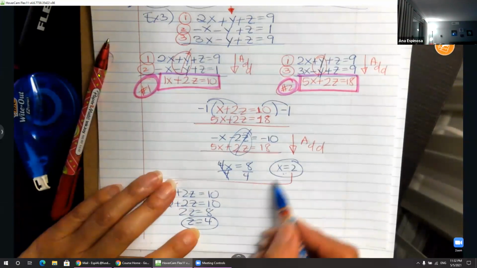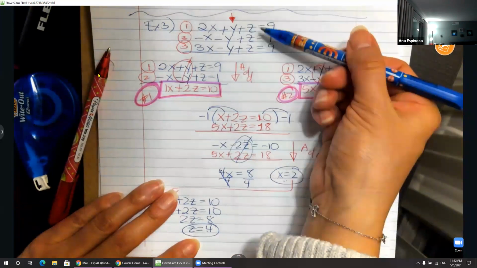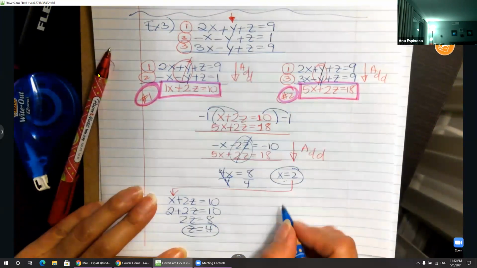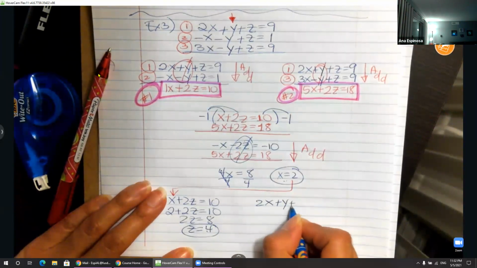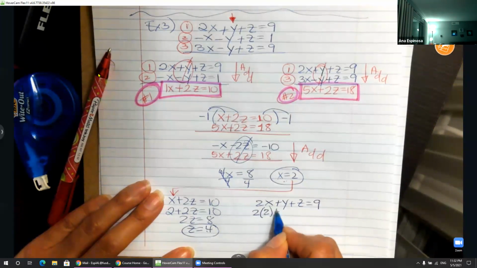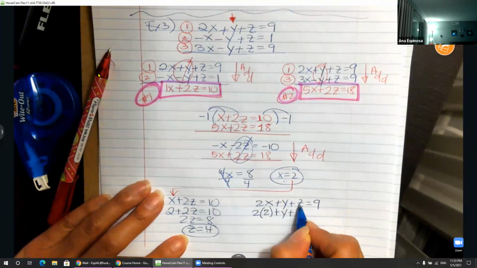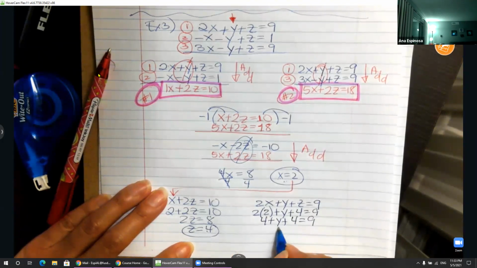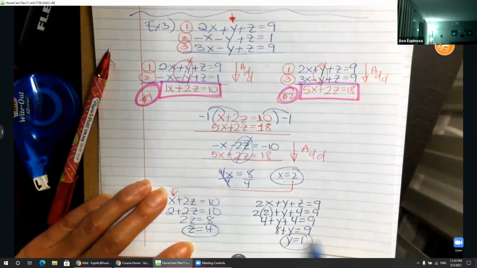And now that I've got 2 variables, I can go back to either of the original equations that have 3 variables, which is where the y is found, and then solve. I'm going to choose the one with the least amount of negatives. That'll be the first one. And plug in everything I have. So 2 times x plus the y, which I don't know, plus my z, which is 4. And I get 4 plus y plus 4 equals 9. 4 plus 4 is 8. Subtract, y is 1.